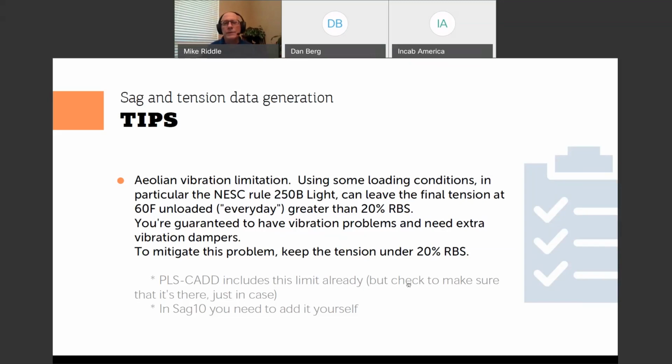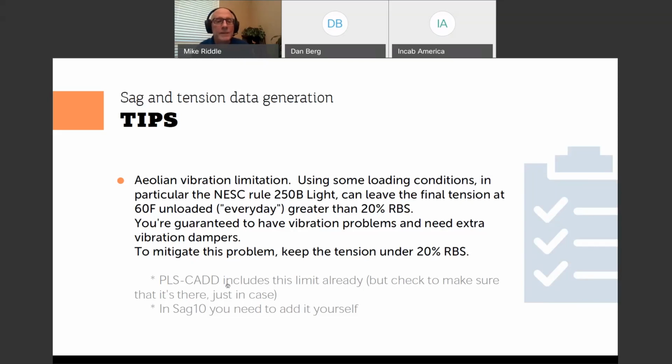So what you really need to do is to keep that 60 degrees Fahrenheit, unloaded tension, final, less than 20% rated breaking strength. And by the way, when you go to ask for a vibration protection plan from a good accessory supplier like Preform Line Products, if that tension is above 20%, they're going to significantly increase the number of dampers that they recommend you use, and specifically, they're going to double them. So you're likely to have vibration problems. You're going to have to buy extra vibration dampers. So why don't you just mitigate the problem and keep it under 20% rated breaking strength?